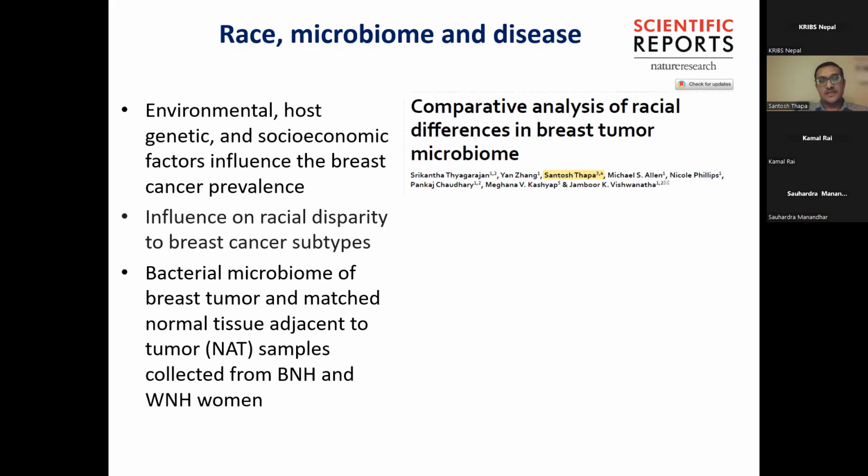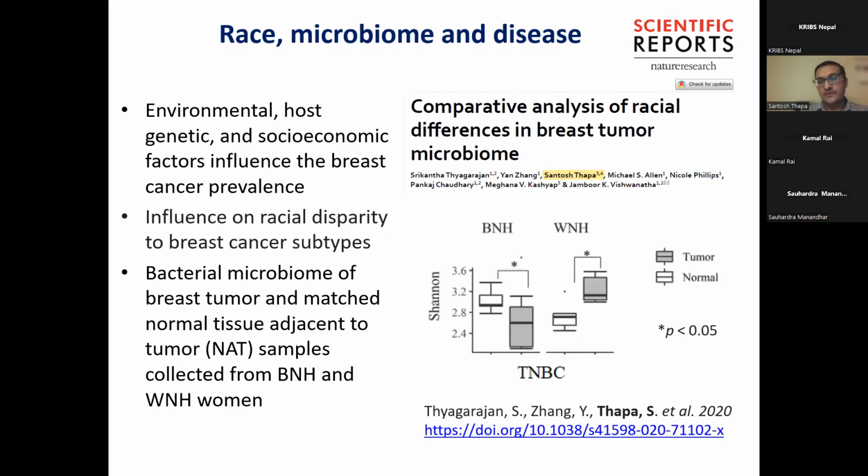So what we did in this study is collect samples from the breast tumor, and we also included the matched normal tissue adjacent to the tumor, which we call the NAT samples. We collected both from black non-Hispanic and white non-Hispanic individuals. And interestingly, when we compared the triple negative breast cancer type, the alpha diversity, shown here on the y-axis, is the Shannon index. When I say alpha diversity in microbiome, I mean the diversity within the sample. There are multiple indices you can use for measuring alpha diversity. One of the most popular and widely used is the Shannon index, or sometimes called the Shannon-Wiener index, or just the Shannon diversity index.